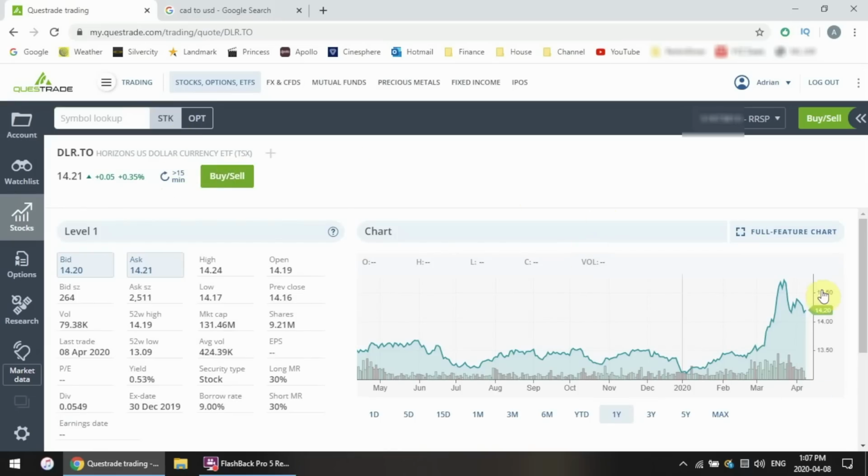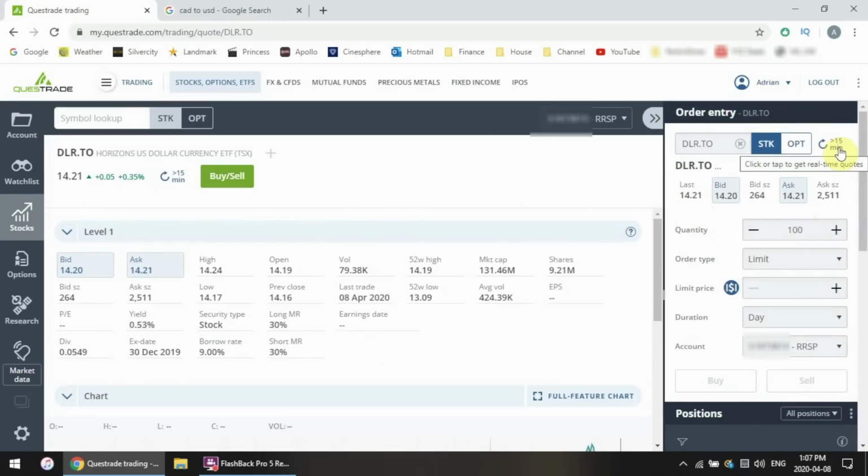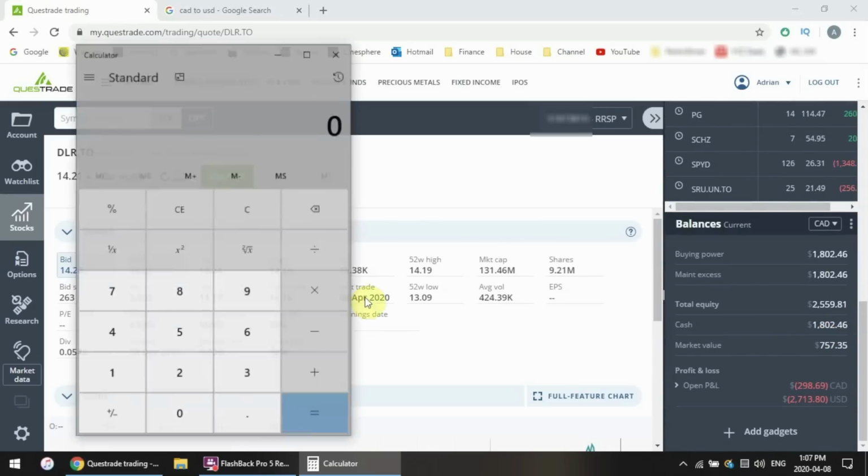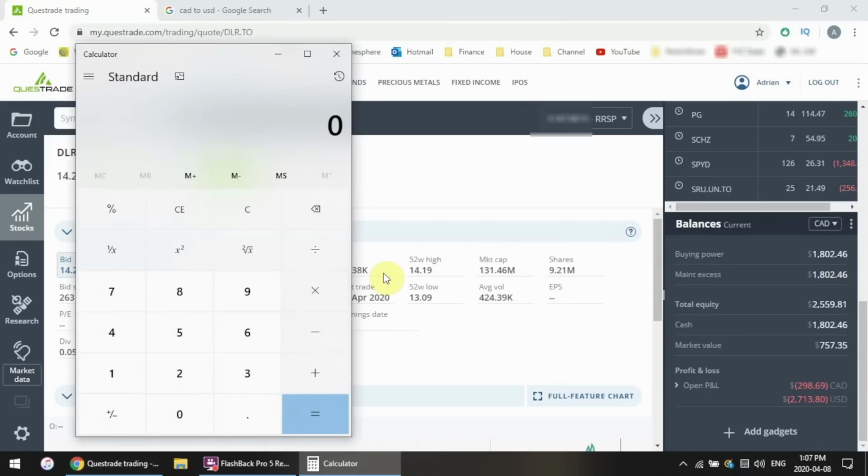And now we follow the regular steps. I click the green buy button. I click the refresh icon to refresh the price. I scroll down to confirm my available cash. And now we bring up the calculator to calculate how many shares of this ETF I can afford to buy.